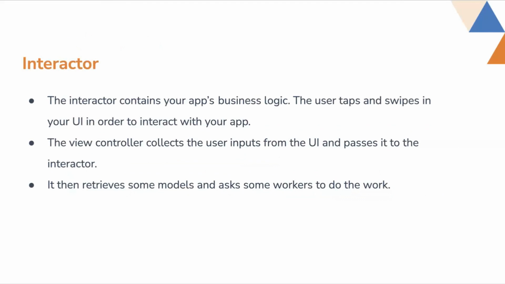This is the main component of the app, the backbone. The interactor has the business logic. When the user taps and swipes in your user interaction, it collects data from the view, and the view controller passes the data the user has provided to the interactor. Then the interactor retrieves some data from the models and asks some of the workers to do the work. We'll see what workers are in the next slides.